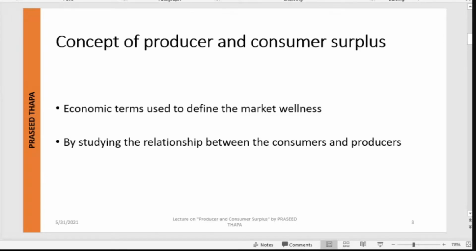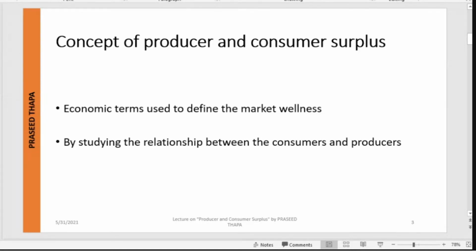So understanding or defining market wellness will be done by studying the relationship between consumers and producers, and this relationship will be studied under the concept of producer surplus and consumer surplus. This is what our topic is all about. As I told you, the consumer surplus and producer surplus concept is entirely based on the market equilibrium. So I will be going towards the market equilibrium.